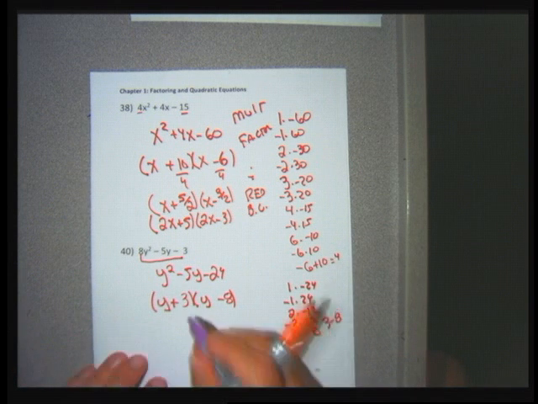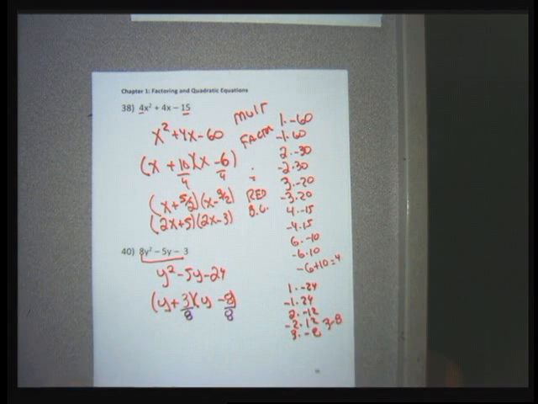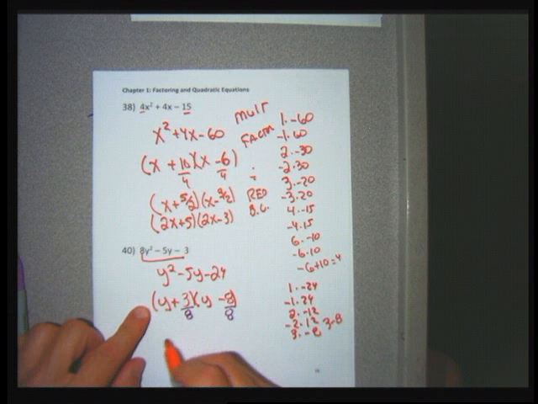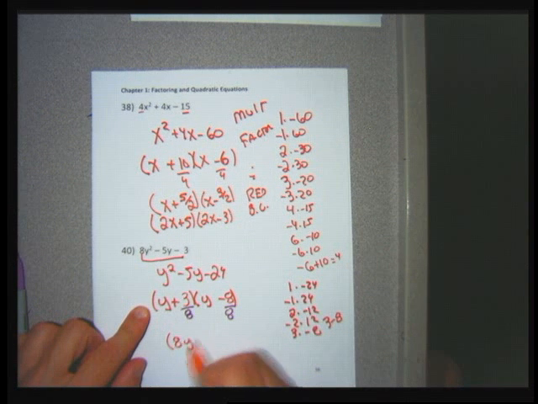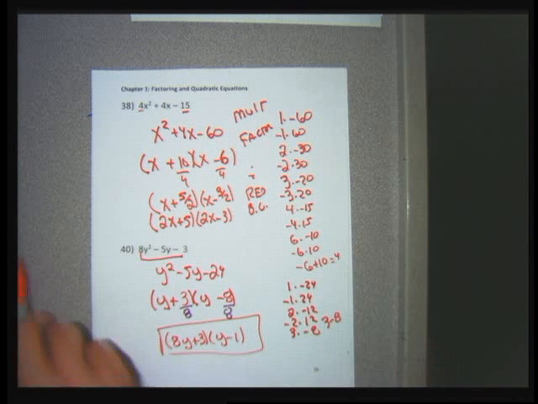I started off multiplying by 8. I need to divide by 8. First fraction doesn't reduce, so I'm going to make that an 8y plus 3. Second fraction reduces, and you get y minus 1. And there's my answer for 40.